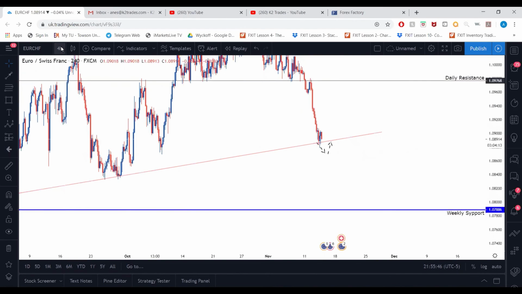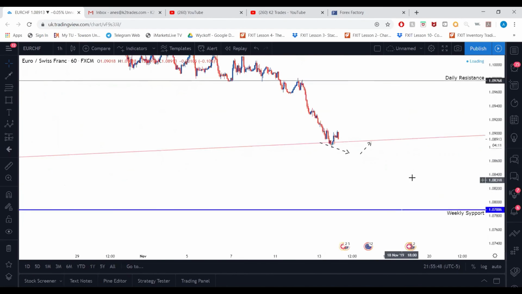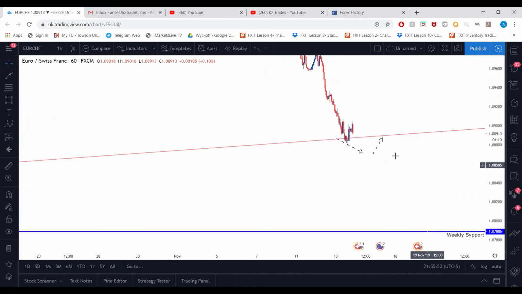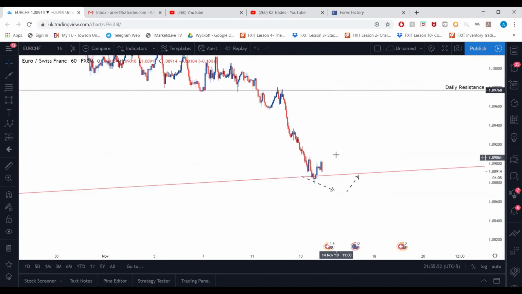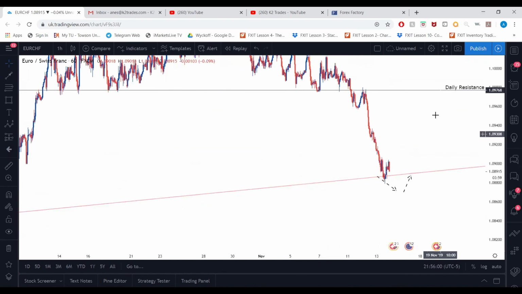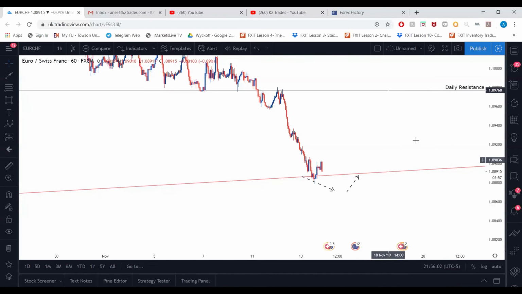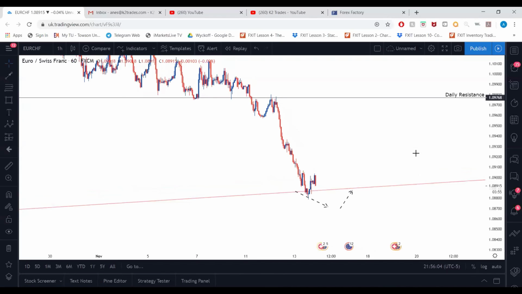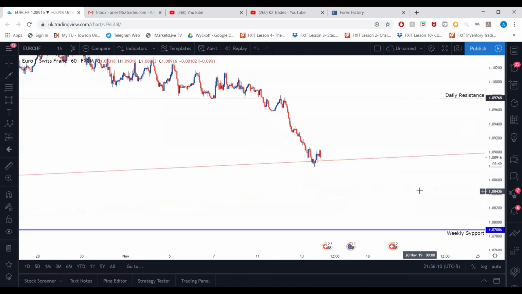So right now I would just watch it, see if we also get a push above 1.0900 and maybe a run back up to this daily resistance. You can grab like 70 pips. But right now it's literally in the middle of the zone. So in that case, clearly nothing to do.